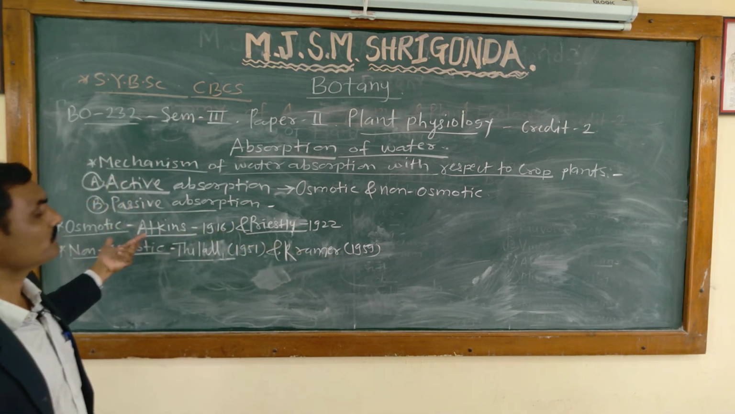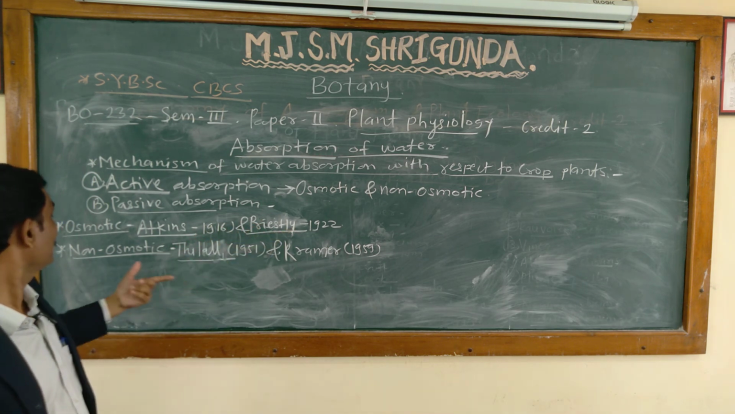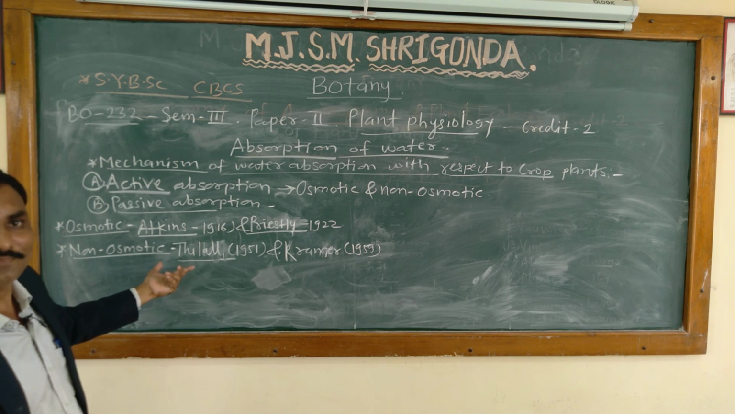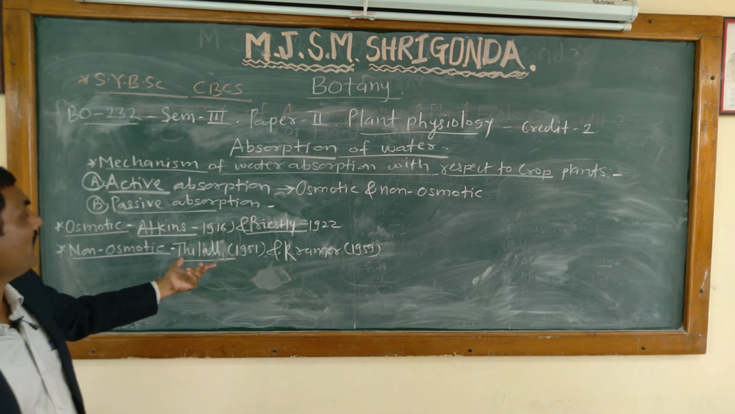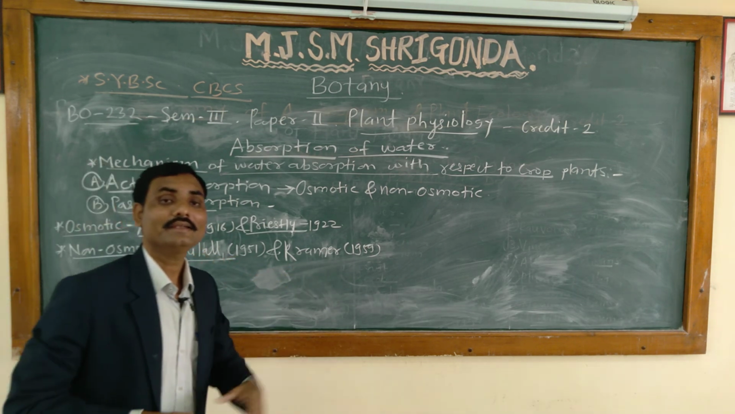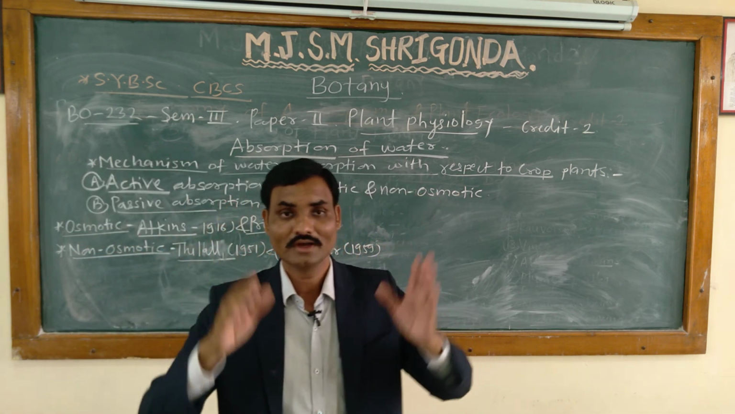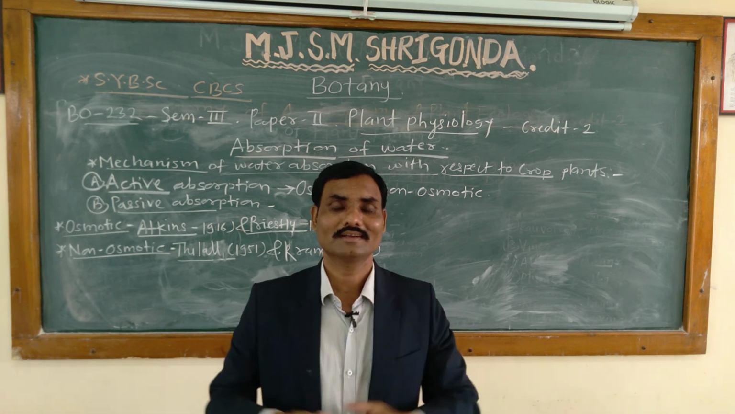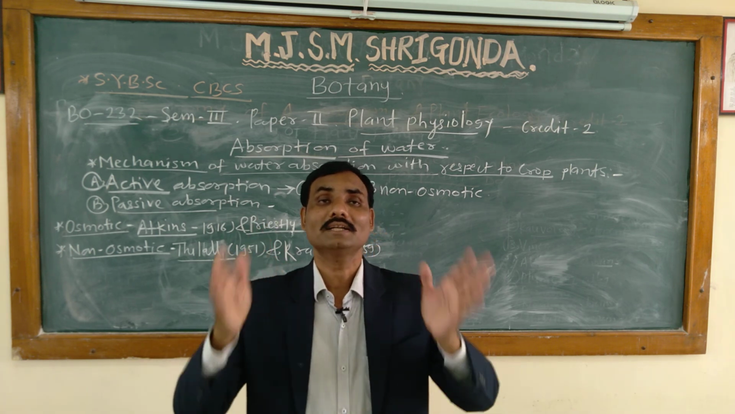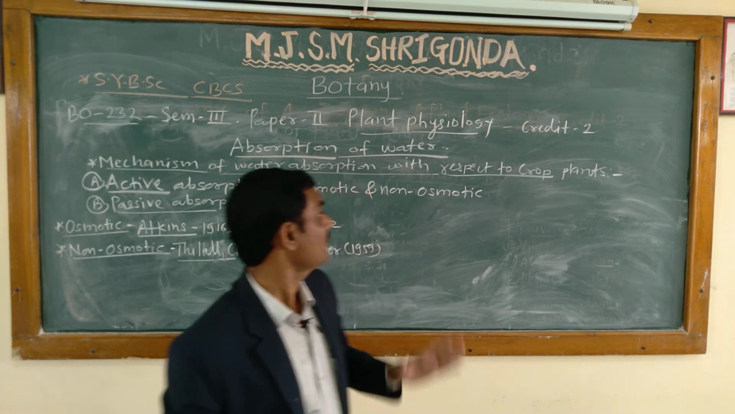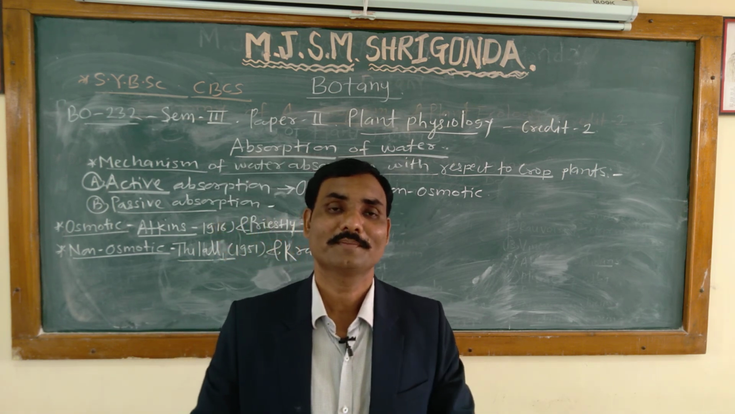Osmotic absorption was studied by Atkins in 1916 and Priestley in 1922. The non-osmotic absorption was studied by Thimann in 1951 and Kramer in 1959. In this way, today we have learned about passive and active, all the different types of absorption of water, the mechanism of water absorption in crop plants. In this way, we have completed this small topic.